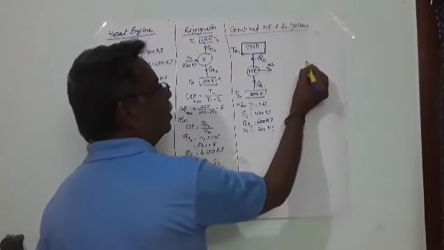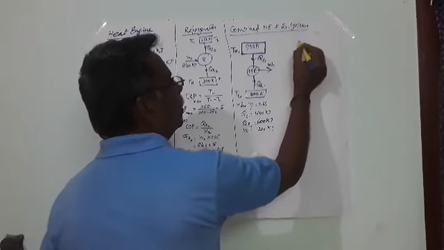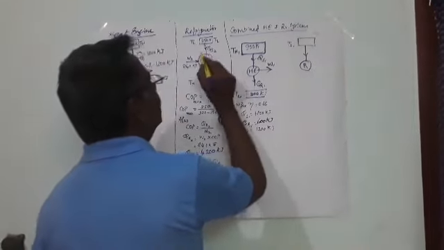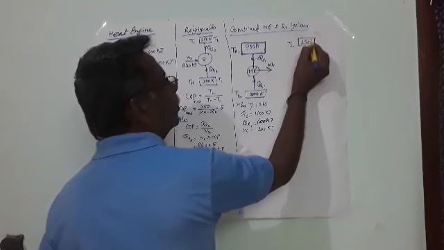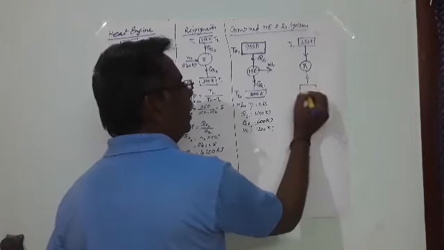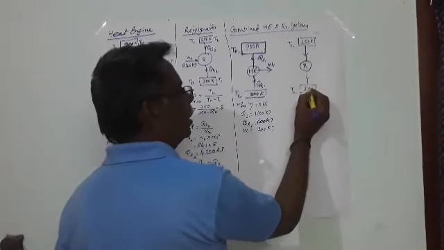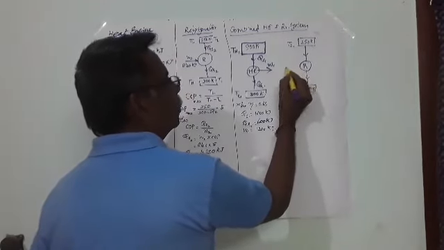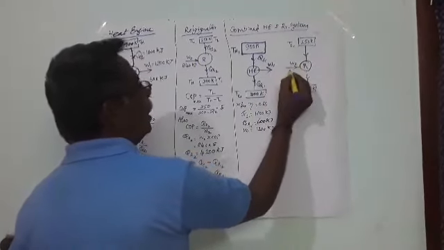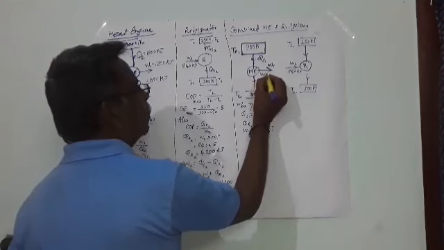This is the refrigerator, which is extracting heat from the low temperature region at 250 Kelvin. This is a work consuming device. We take this as W2. So W2 is equal to 840 kilojoules and W1 is 1200 kilojoules.